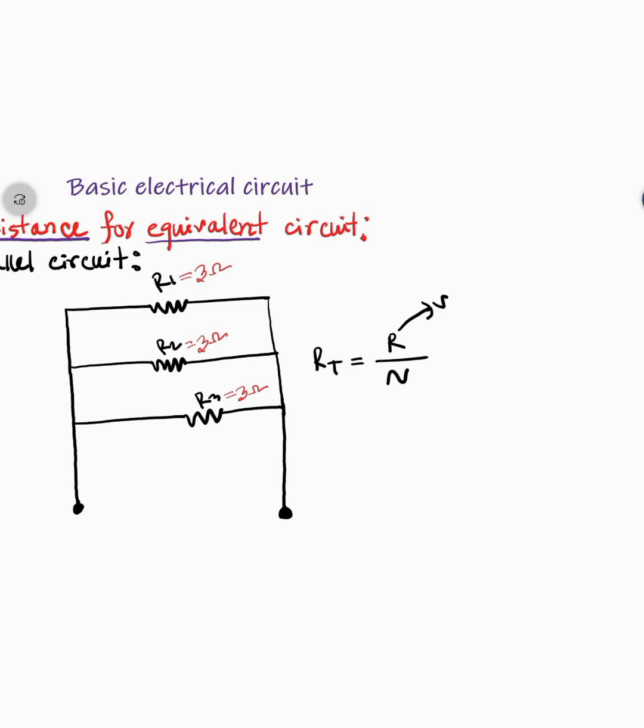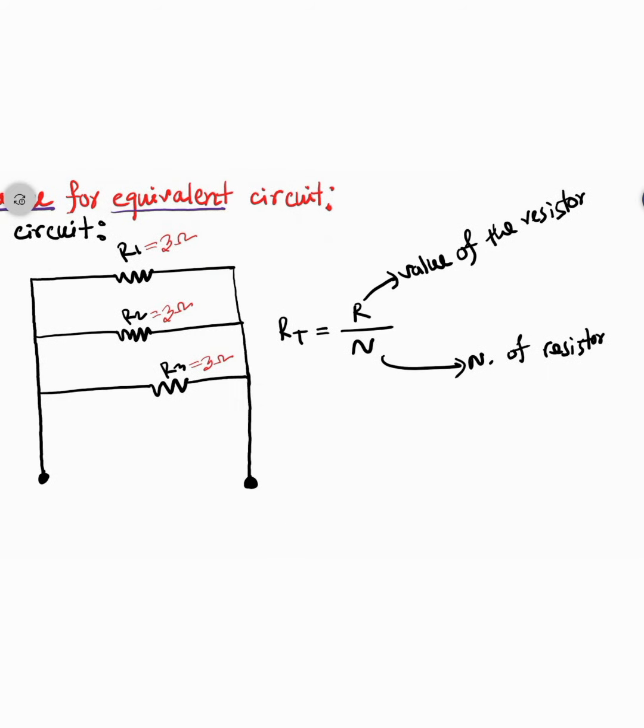R is the value of the resistor, N is the number of resistors. Here R is 3. The number of resistors is 1, 2 and 3. One ohm is the total resistance of this parallel circuit.